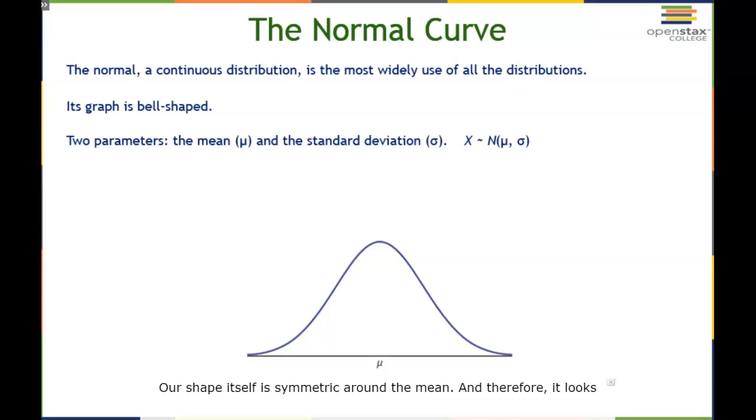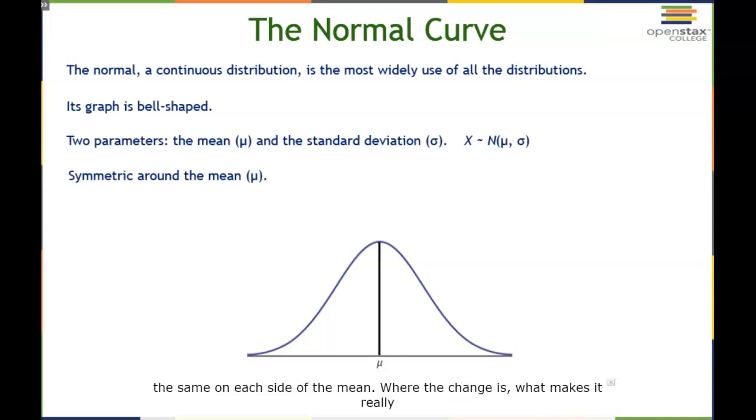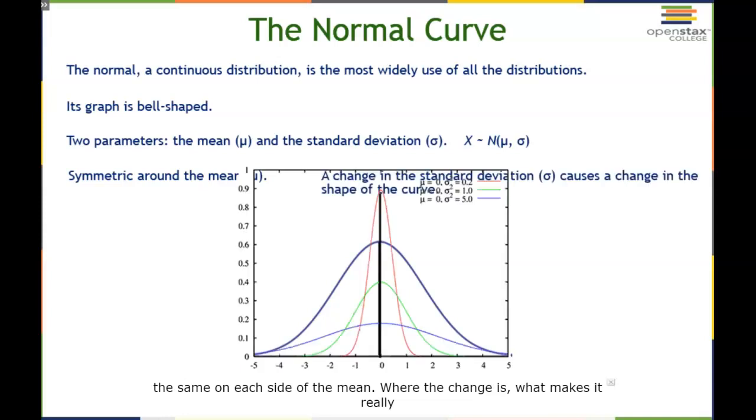Our shape itself is symmetric around the mean, and therefore it looks the same on each side of the mean. What makes it really different from one to another is the change in standard deviation. If your standard deviation is small, you can expect your normal curve to be very tall and thin, very skinny. As your standard deviation grows, the curve will shorten and flatten out. It's still a curve, but it will be more flattened out and widespread because your standard deviation is more widely spread.